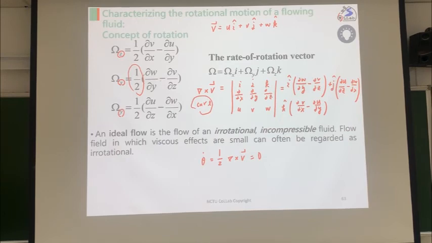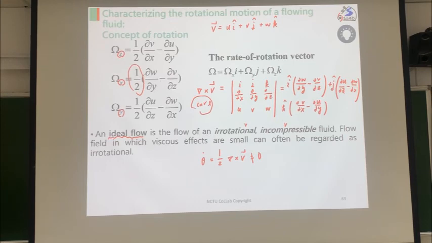So if we have the mathematical operator like this formula, that will help us to check directly whether the flow condition is rotational or not. If it is not equal to 0, that means the flow condition is rotational flow. Usually we say that ideal flow means the flow is irrotational and the fluid is incompressible. If your flow satisfies these two conditions, we call that ideal flow.